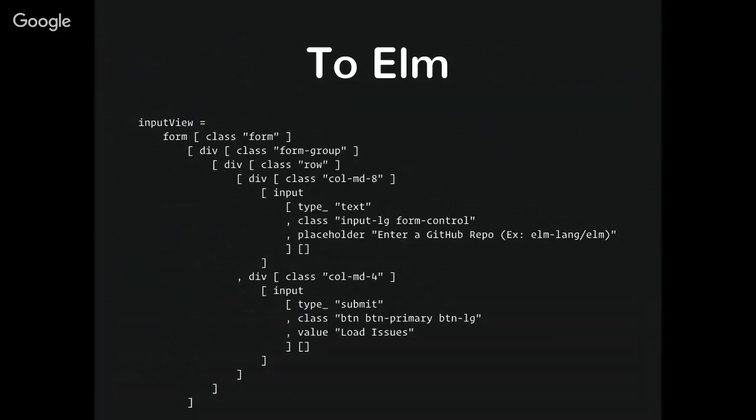There's the form with the class form. Instead of an equals, you have the space between them because now class is technically a function. You have nested divs inside of it. There's the input with its type. The underscore is just there because type is a reserved word in Elm, so you need to call it something else, and that's the shortest thing they got.